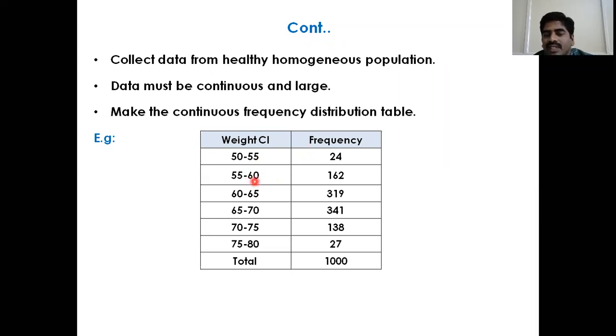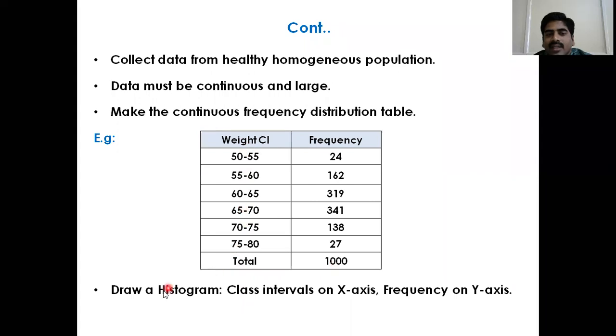See, in the 50 to 60 interval, a total of 160 members are there. So what is the total sample size here? 1000 subjects. So here we have 1000 large data collected on weight, and all are healthy and homogeneous subjects. Okay.